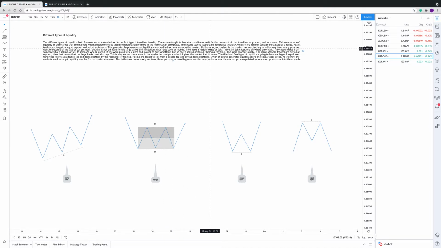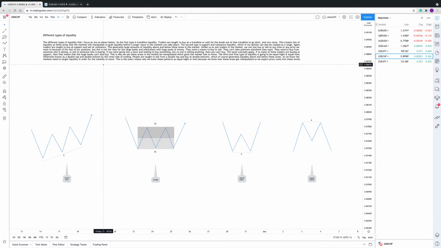So unlike us as average traders, we can buy and sell at any price at any time we really want, and that's due to our position sizes. But this is not the case for large banks and large institutions who have huge amounts of money. They need a reason to buy and sell. So what that means is they can't just open positions whenever they really want. They need to buy from someone who is selling or sell to someone who is buying.